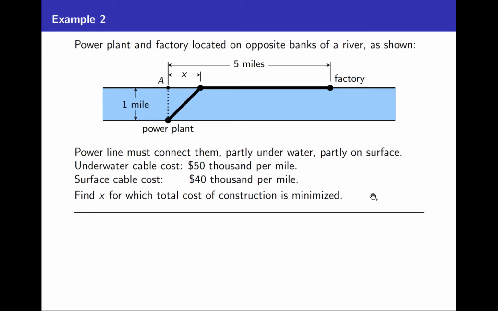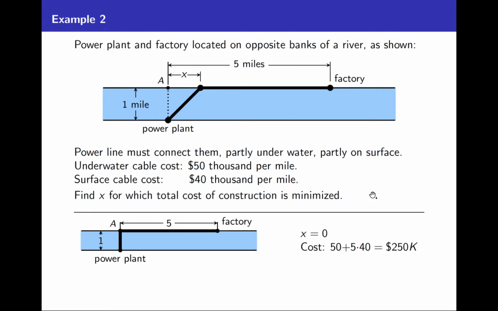Before we start working on a solution of this problem, let's play around with it a little bit. One option is you could say, well, the underwater cable is the most expensive, so I want that to be as short as possible. I'm just going to go straight across 1 mile underwater and then continue down 5 miles to the factory on the surface. And in that case, your X is equal to 0.